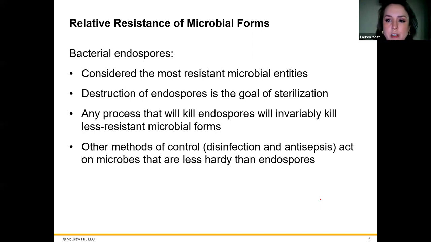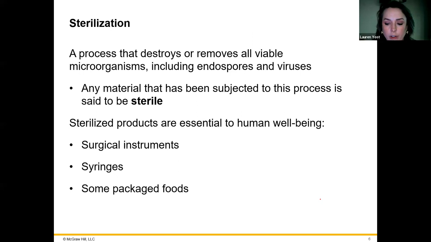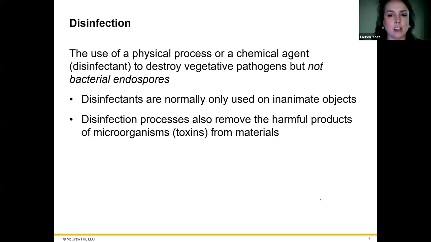Disinfection and asepsis or antisepsis, either way you want to call it. These are less effective, and so they may not get rid of all of the endospores. Sterilization means removing all viable microorganisms that could even be viable, and going through the process, then you would be considered sterile after that. So we want to consider this first, surgical instruments, syringes, and certain packaged foods might be exposed to this as well.